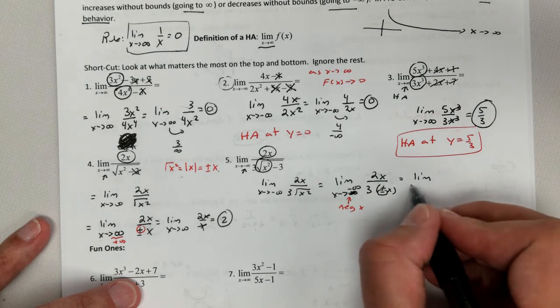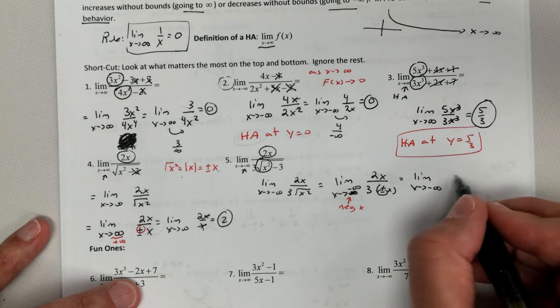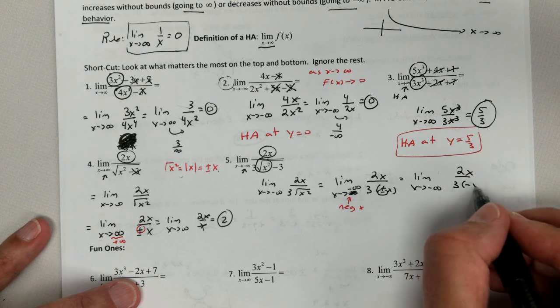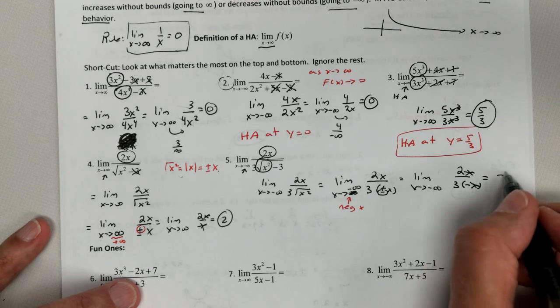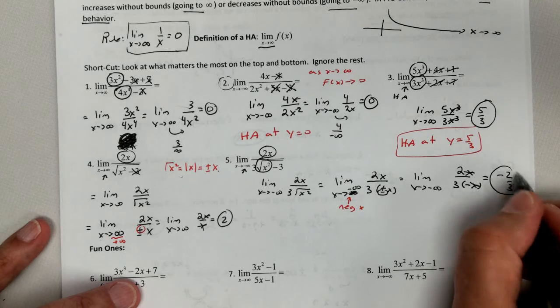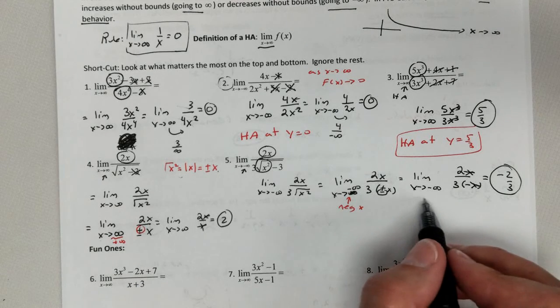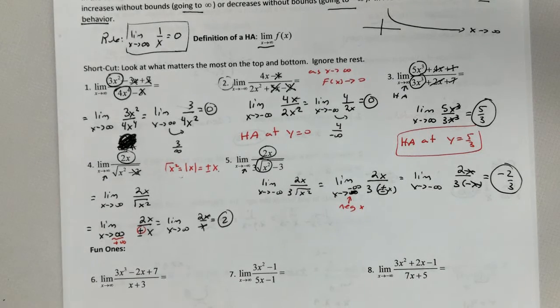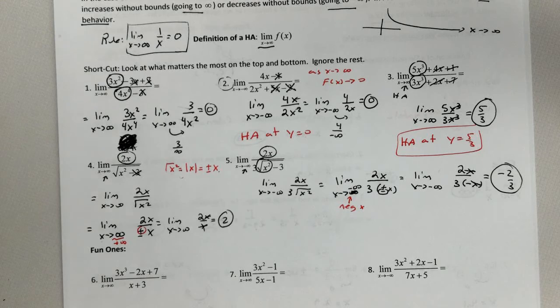And if I were to rewrite it, just to clean it up, we get 2x over 3 times negative x right there. The x's will cancel, and that's going to become negative 2/3. If this was going to positive infinity, we would have positive 2/3. This is a really interesting looking graph. It almost looks like a tic-tac-toe board. All right, so let's have some fun.